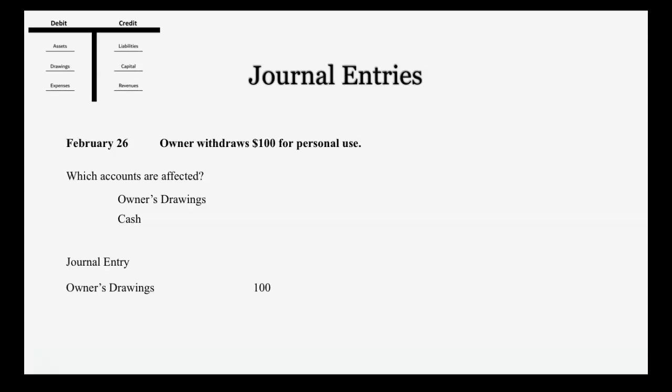Now, cash, this is when we need to make sure that we are looking at these transactions from the point of view of the company. The company is losing cash here on the 26th, right? The company has just lost $100 of cash. Yes, the owner put $100 of cash in their pocket, but we are the company and not the owner, right? So the company's cash is decreasing. And to decrease an asset, you will credit that asset account. So we credit cash for 100.